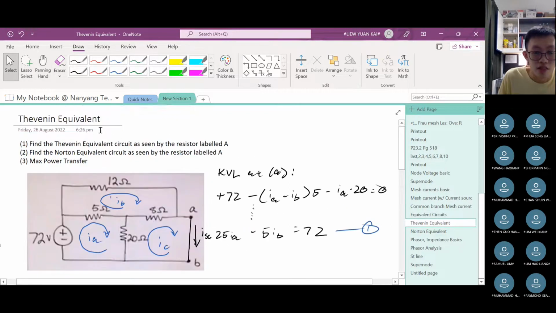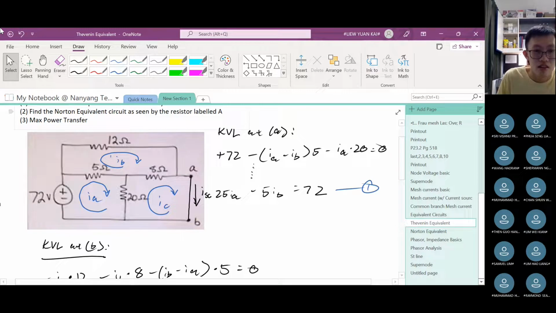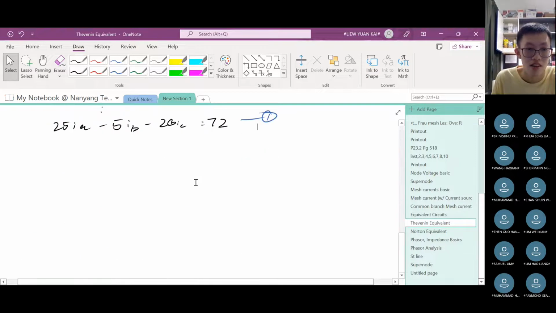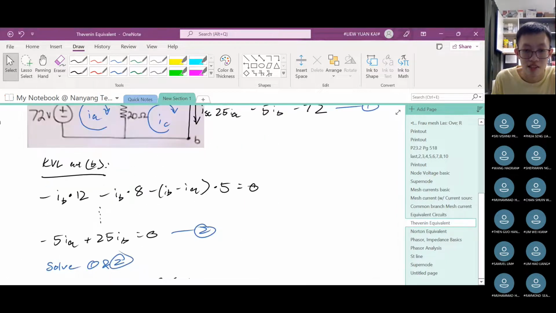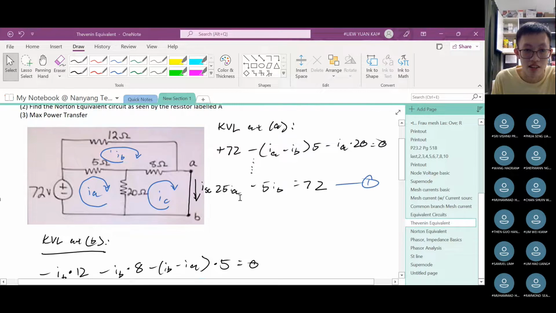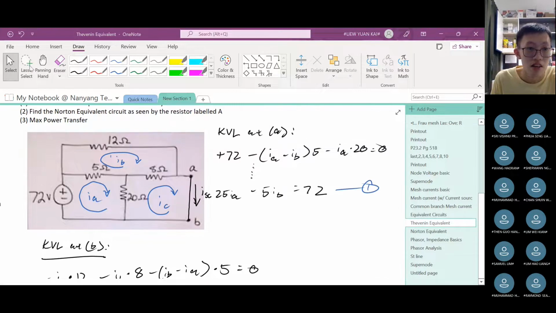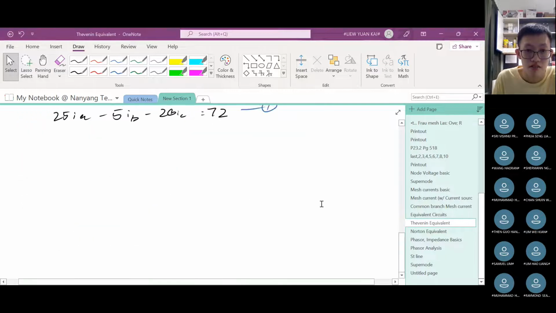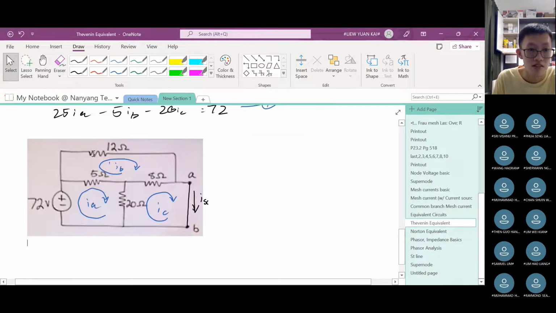Now let's go to mesh B. Sorry, to prevent myself from scrolling up and down, let me just drag this picture down. So silly, I should have taken the whole picture. Okay, wait, sorry. Better. Okay.